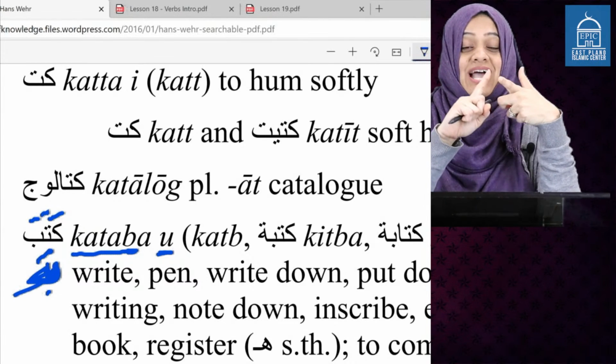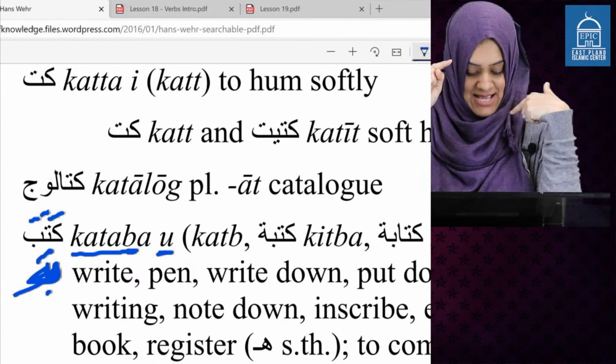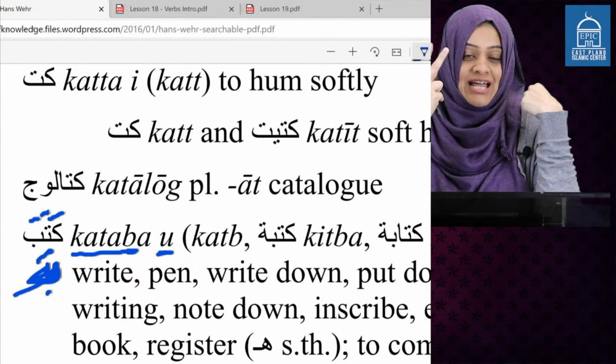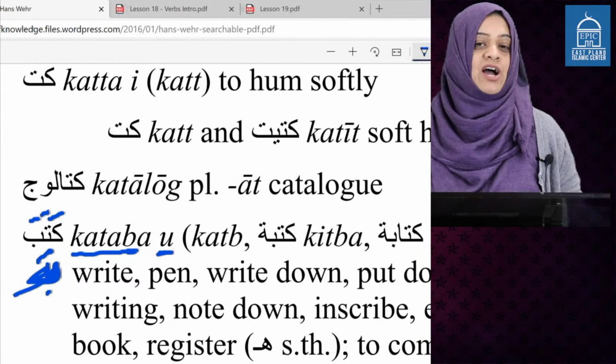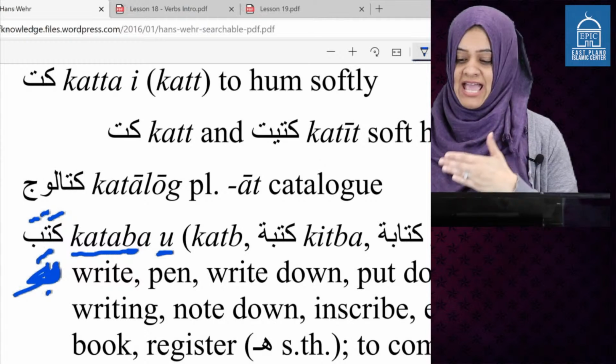Okay. It goes yaktubu, right? Because it has the U. So the second root letter, ta, will have a dhamma. Yaktubu, kataba, yaktubu. So this is basically how you construct your Madi and Mudare.